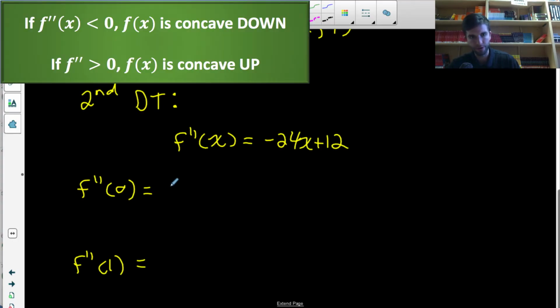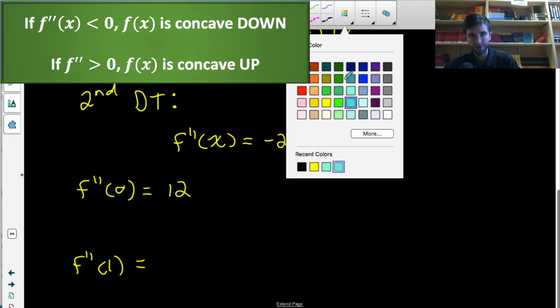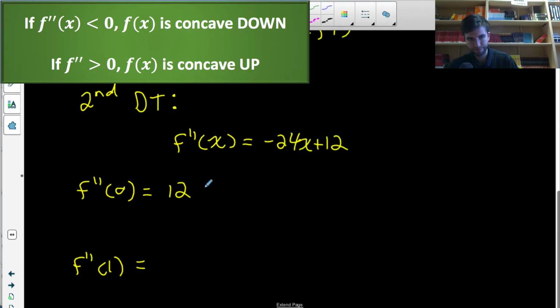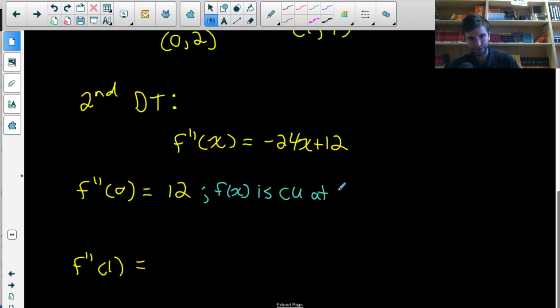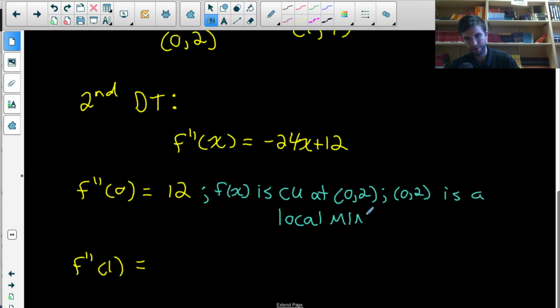Right, when I plug in 0, I would get 12. That's positive. So the fact that that's positive tells me that the original function, f of x, is concave up at the critical point. So at point (0, 2), f of x is concave up. What does that tell me? It tells me (0, 2) is a local min, right? If it's concave up and has a horizontal tangent, that means it looks like this.